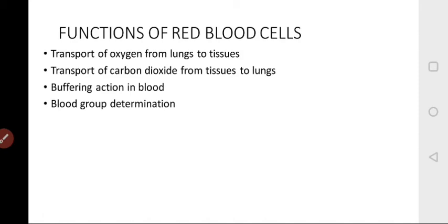By this action, it regulates the hydrogen ion concentration and thereby plays a role in maintenance of acid-base balance. Fourth, blood group determination. RBCs carry blood group antigens like A antigen, B antigen and Rh factor. This helps in determination of blood group and enables to prevent reactions due to incompatible blood transfusion.